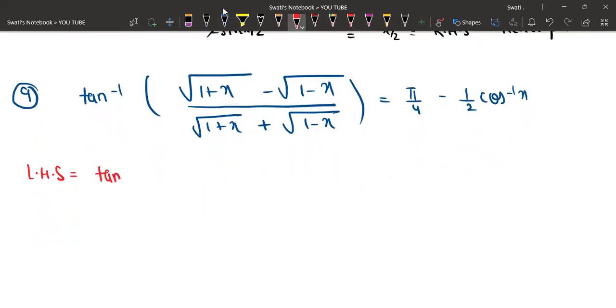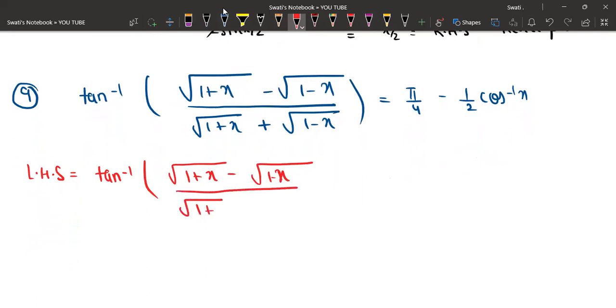So in the LHS, I have tan inverse and I have this expression. I'm going to rationalize this expression. I hope you know what is the meaning of rationalization. I'm going to just tell you what is the meaning of rationalization. Rationalization means writing the same term first as it is. So I'm just doing that only.